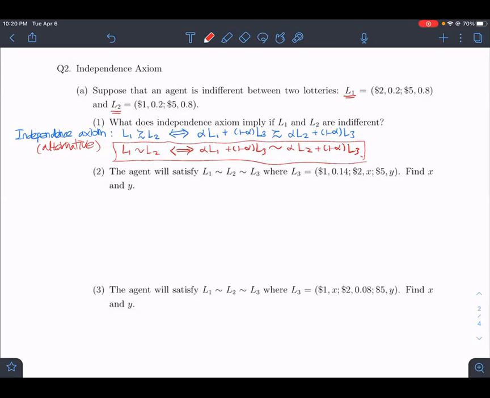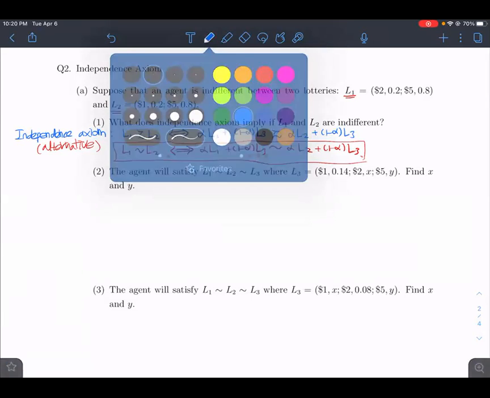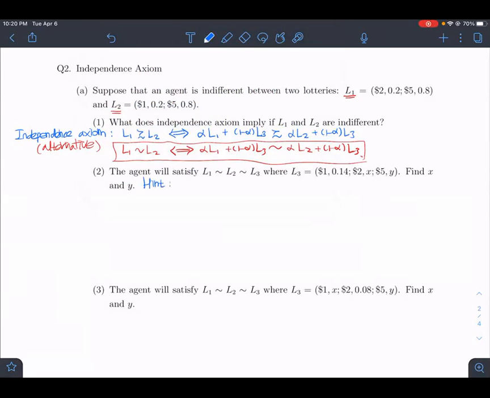Okay. So, second question. I realized that this question is difficult without a hint. Here goes the hint. L3 is a combination of L1 and L2. Now let me read the question. The agent will satisfy L1 indifferent to L2, indifferent to L3, where L3 looks like this. We need to find X and Y in here. So let us do that.